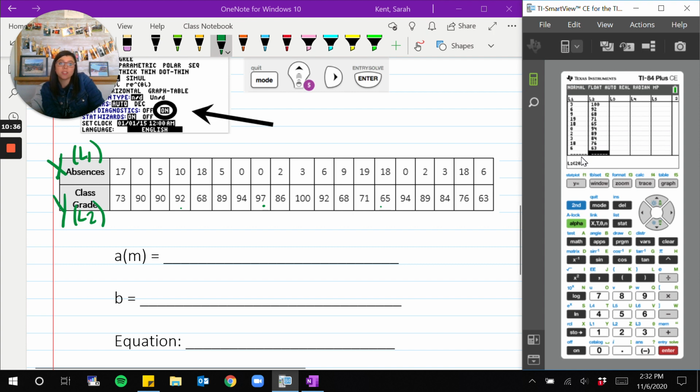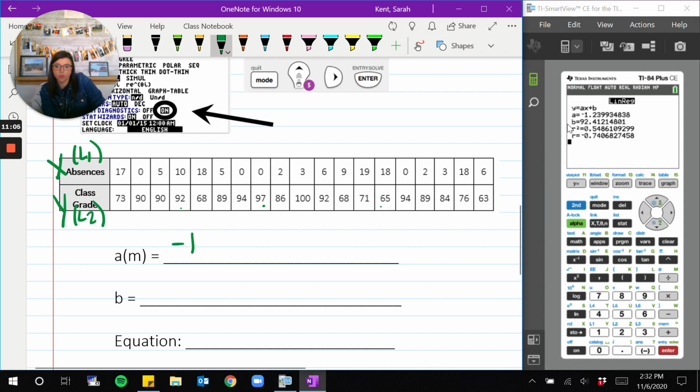So we're going to do the same steps that we've done before, where we press Stat, then we go over to Calc, and we still want number 4. And I'll press Enter. And now here, it's the same thing as before, but it's a little bit longer. So if we look, before we've written down A, our slope here is negative 1.23. So for my slope, negative 1.23. The B is 92.41.